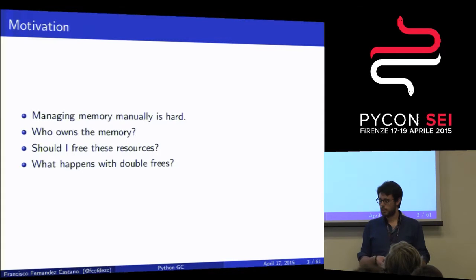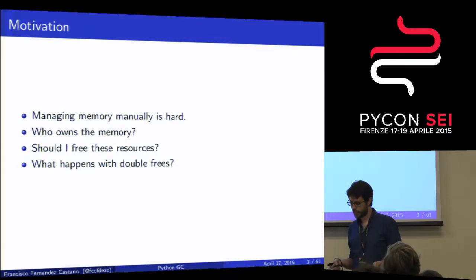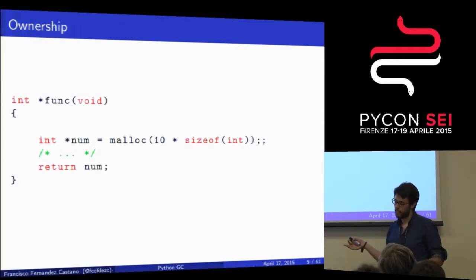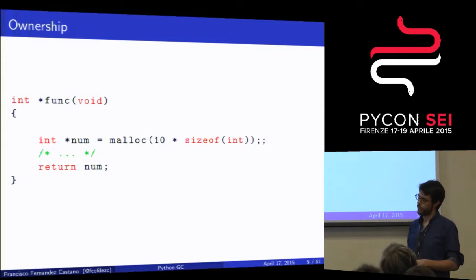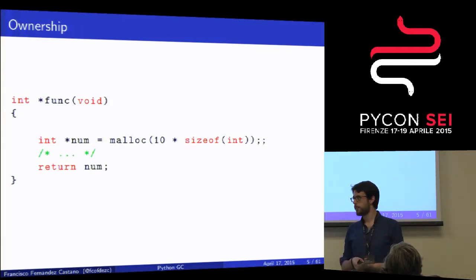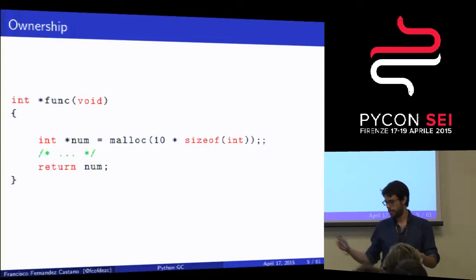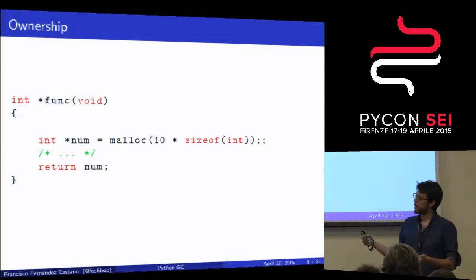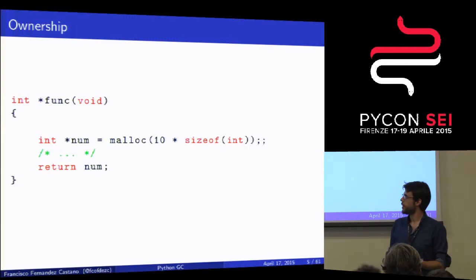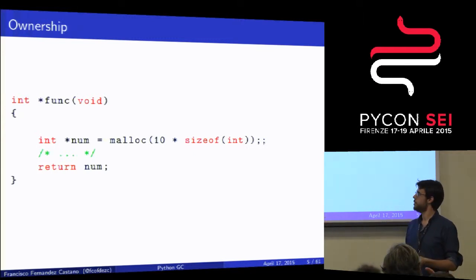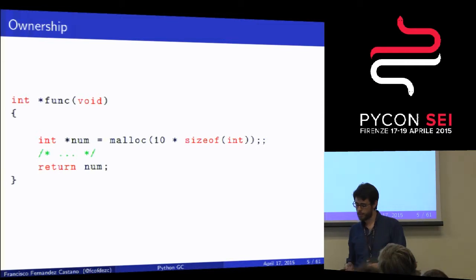Like, for example, ownership of resources. Let's say this is a very simple example, but we can consume a library that returns a pointer. In the first place, we don't know where it's allocated; it should be allocated in the heap. But we don't know if we are responsible for freeing this resource or the library itself. So this can be a huge problem.